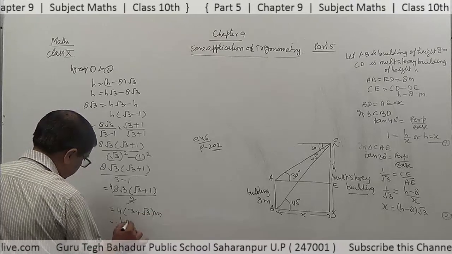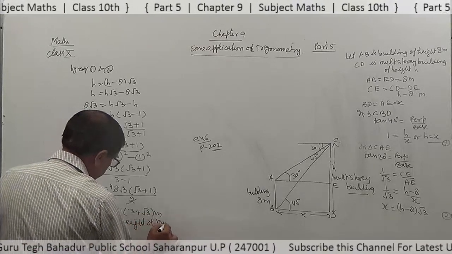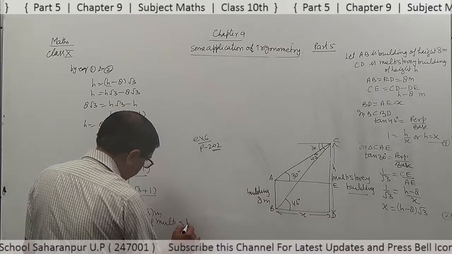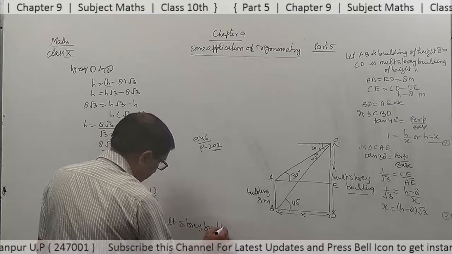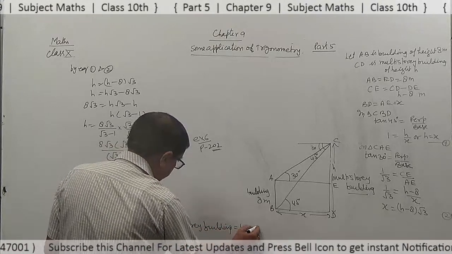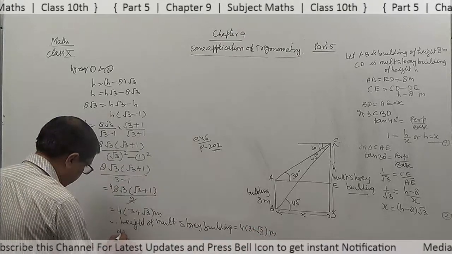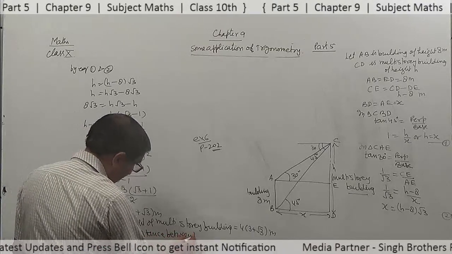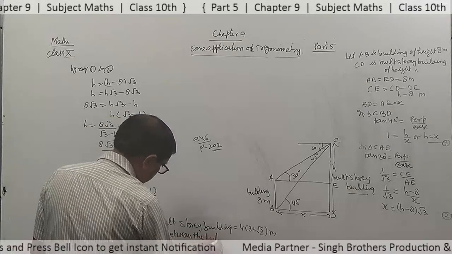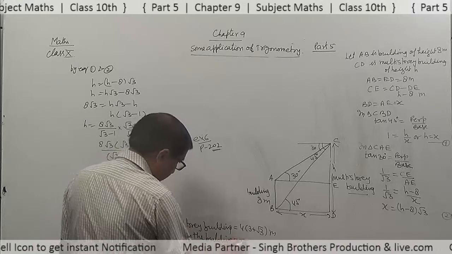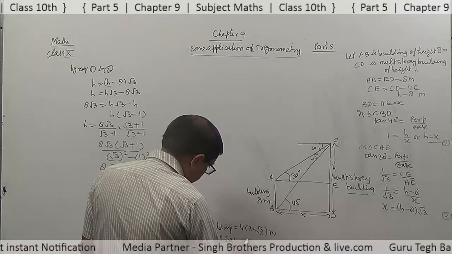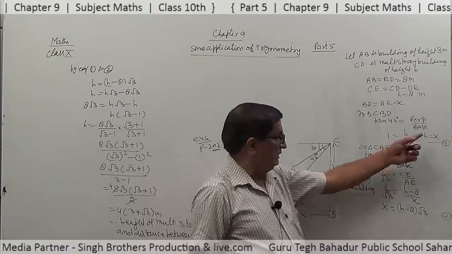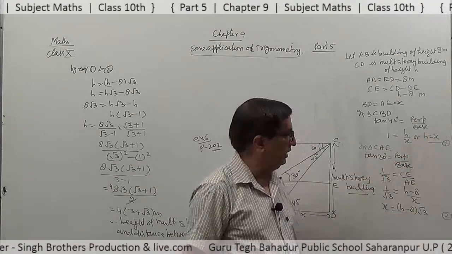Therefore, the height of the multi-story building is 3 plus root 3 meters, and the distance between the buildings is also 3 plus root 3 meters, because the distance between the two buildings is equal to the height of the building.